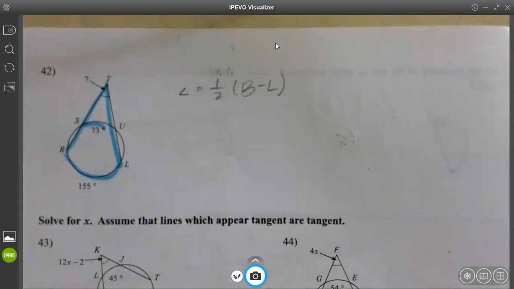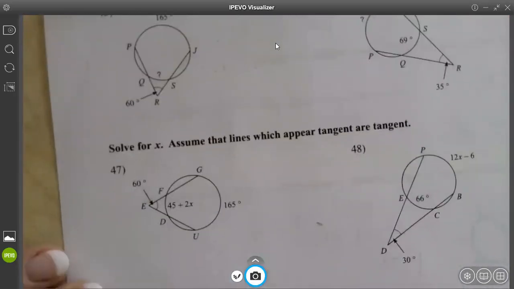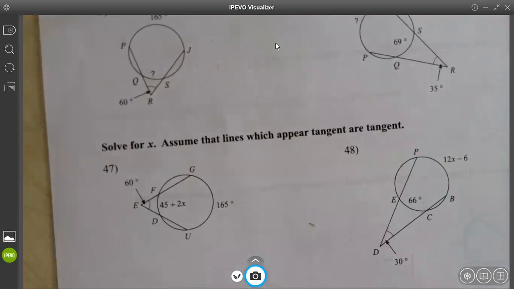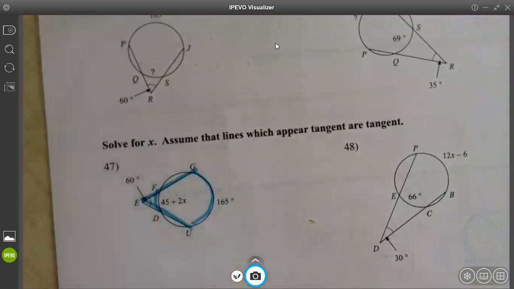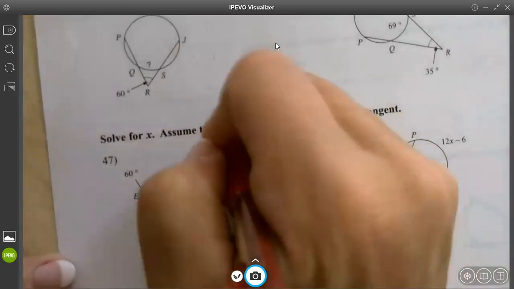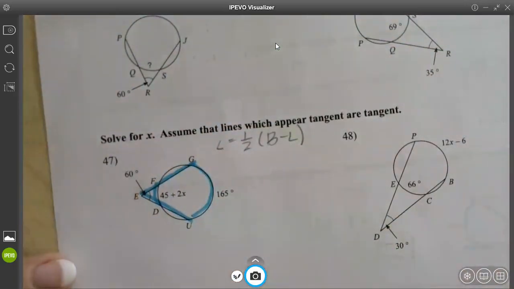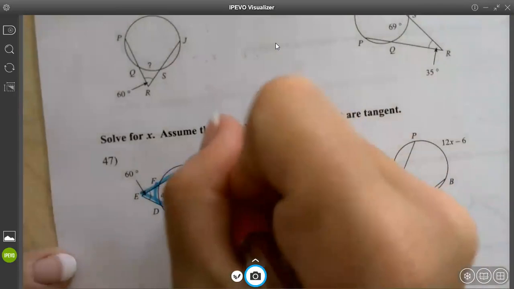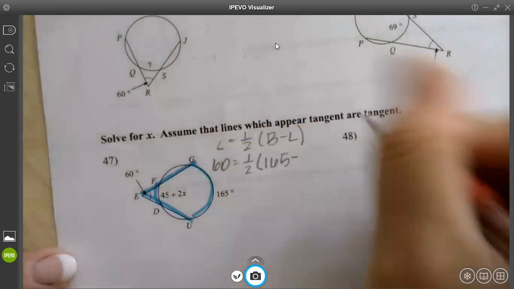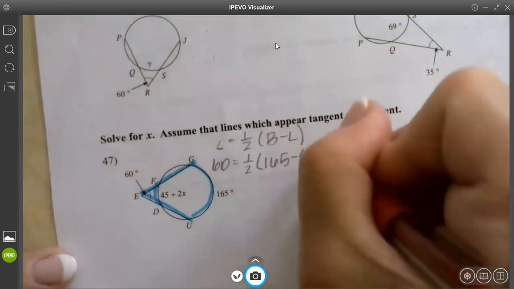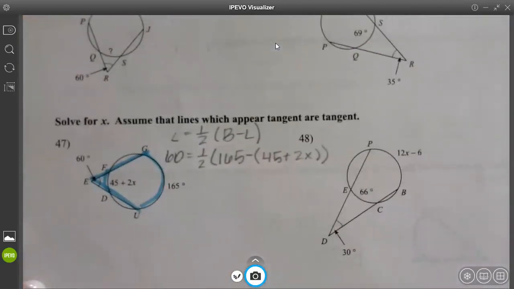Let's look at 47. And I'm going to change your homework a little bit. So don't leave me and don't look at that homework that's on there. I'm going to change it a little bit. So here's your angle. We have 2 arcs inside. Half big minus little. Our angle that they give us is 60 equals 1/2. Your big is 165. Your little is the expression, so we know that we're going to have to distribute that negative. So I just want to do one more with you where we have to distribute the negative.